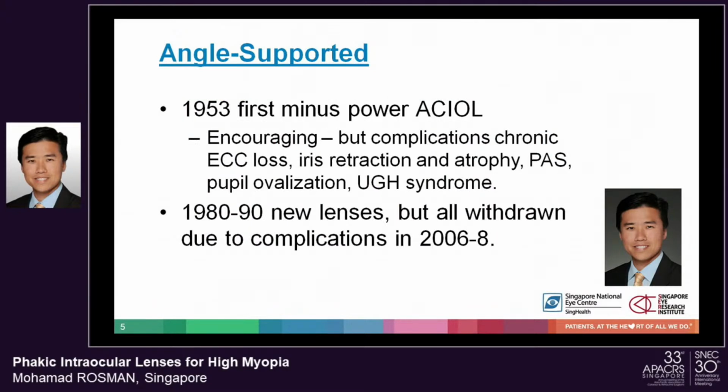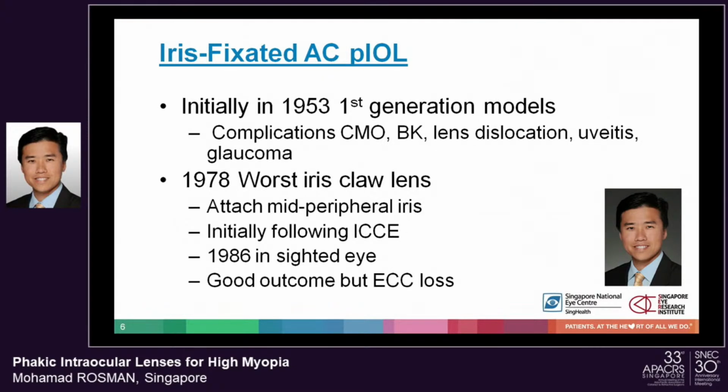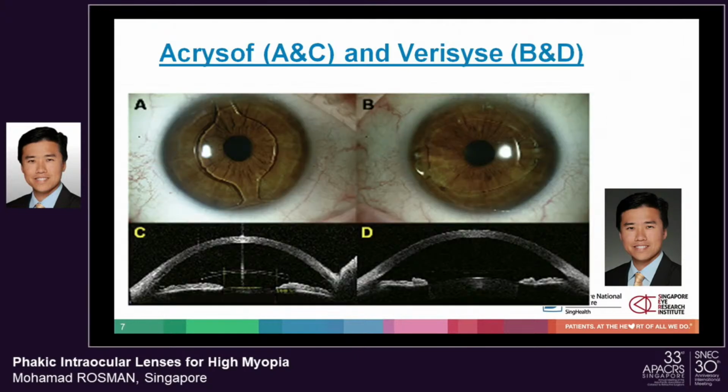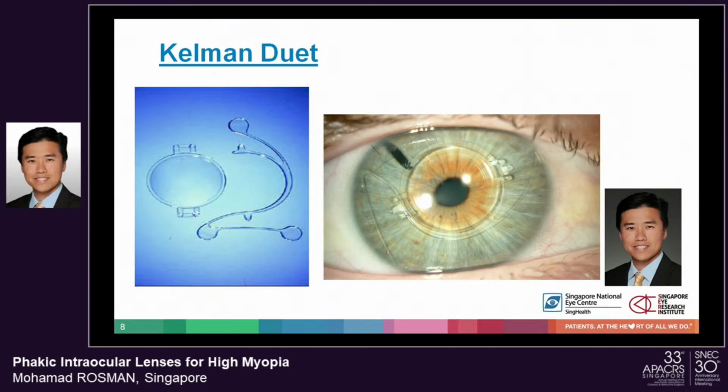The first phakic intraocular lenses were angle supported, or ACE-IOLs. However, due to complications like endothelial cell loss, corneal decompensation, and pupil ovalization, most of the anterior chamber lenses have been withdrawn. Iris fixated lenses, there are different types. Basically, these lenses are attached to the iris. They give good outcomes, but they can still result in endothelial cell loss and pupil ovalization. These are some photos showing, on the left side, anterior chamber phakic intraocular lenses, and on the right side, iris fixated lenses. You can see other types of anterior chamber lenses as well.